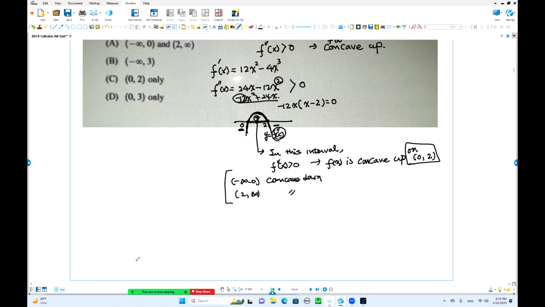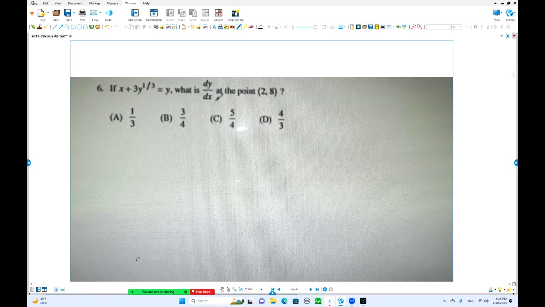Number 6. x is 3 times y to the 1/3 equals y, find dy/dx at the point 2 and 8. We use implicit differentiation, okay? Actually, it's a little hard to express y in terms of x. That's why we take implicit differentiation as it is.